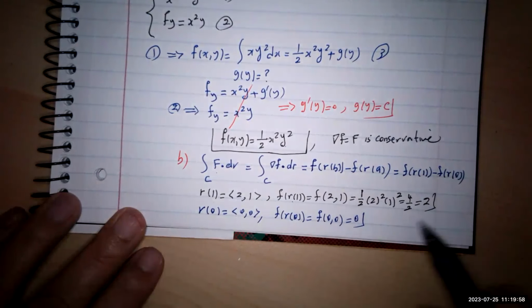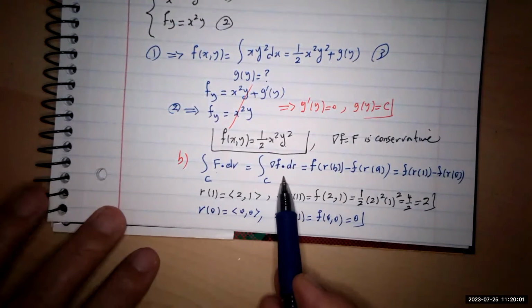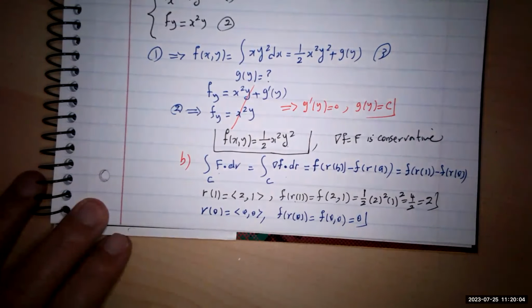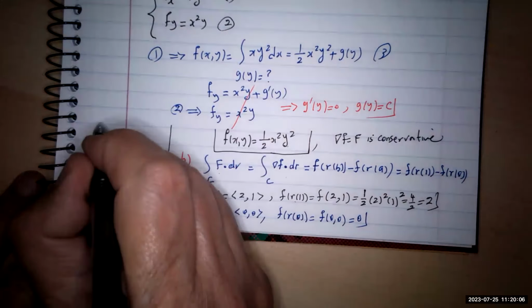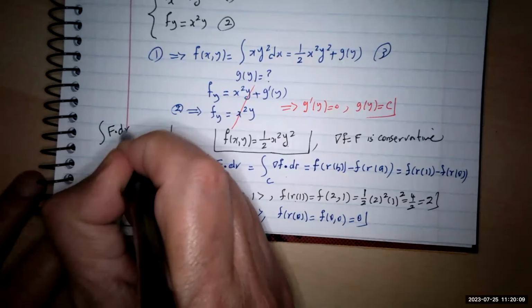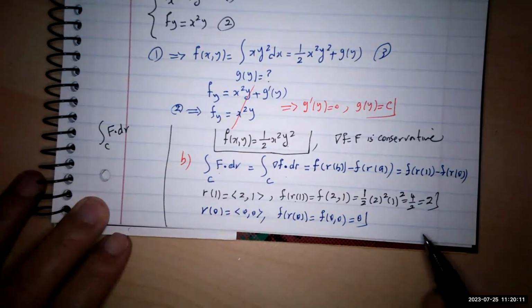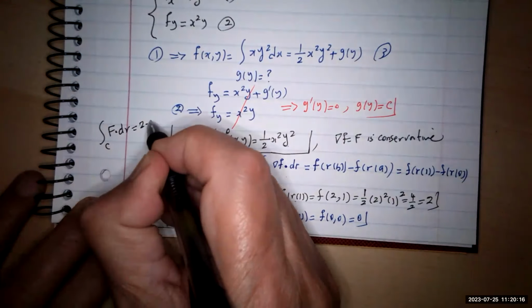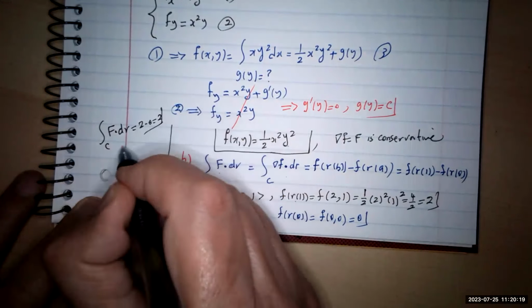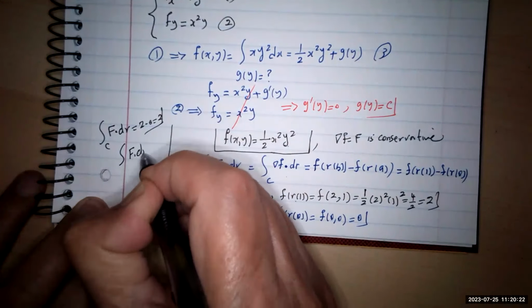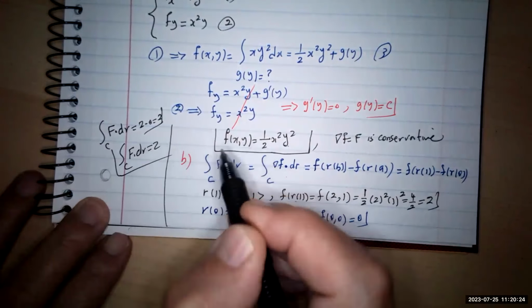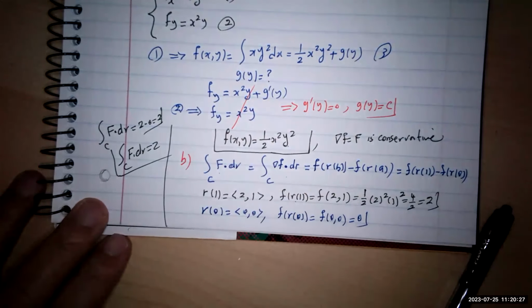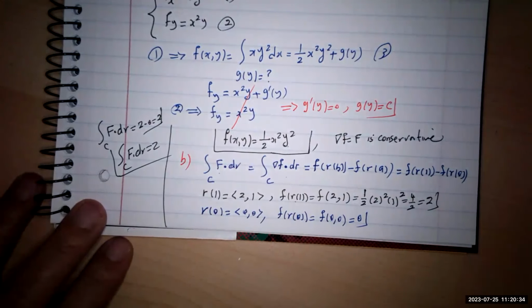Okay? So there you are. So your integral in question, I put it over here. The integral of F dot dr over C is going to be simply 2 minus 0, which is equal to 2. Okay, so that's it. Of course, you can find it directly, substitute and get it. But you will see later on that things get more complicated and this theorem will be so useful.